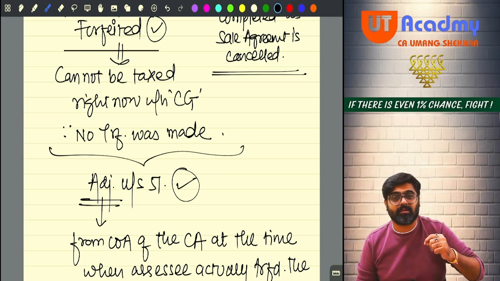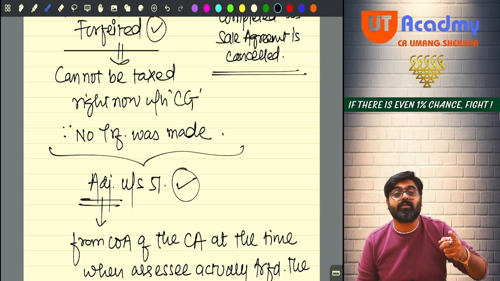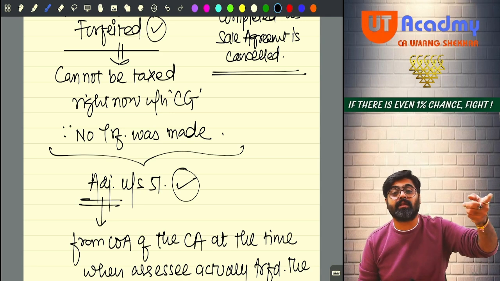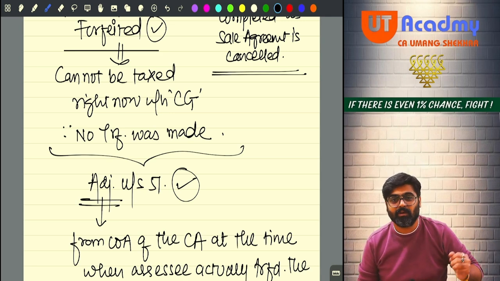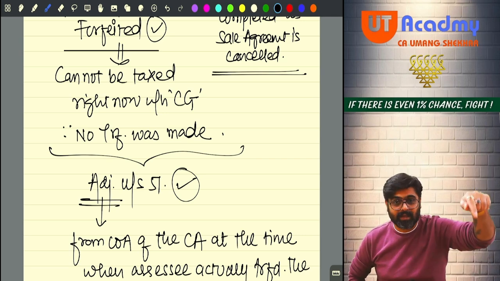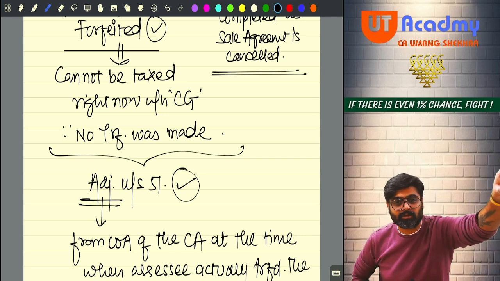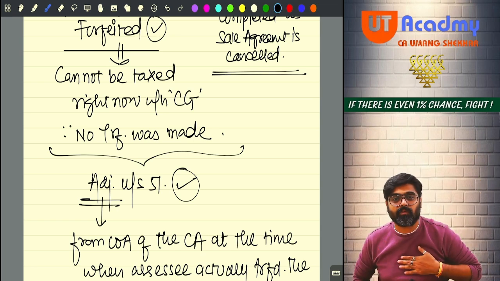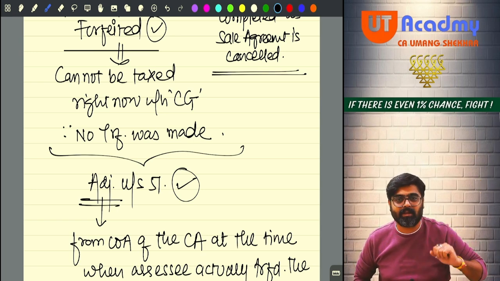No. The brother is selling. Who is the assessee now? Brother. Capital gain will be calculated in the hands of the brother. So to calculate his capital gain, his cost will be reduced. Out of his cost, advance money received and forfeited by me cannot be adjusted over there.